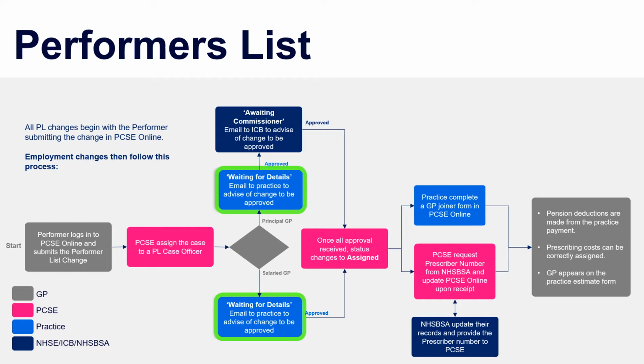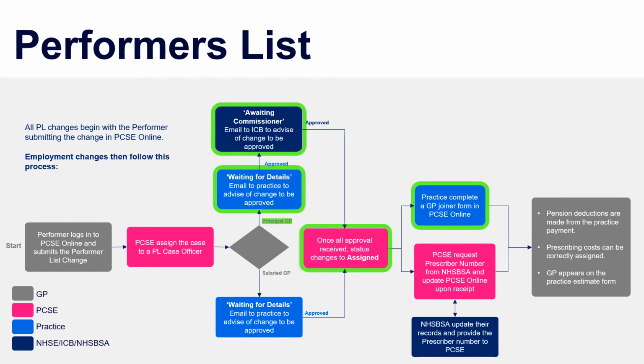We just ask that you log into your PCSE Online account, check the dates that the GP has provided are correct, and then either accept or reject the request. Please be aware that the GP can submit two different types of requests. They can either join your practice as a salaried GP or a principal GP, i.e. GP partner. If the request is for a salaried role, then all you'll need to do is approve the request, and then you'll be able to complete the pension joiner form in PCSE Online.